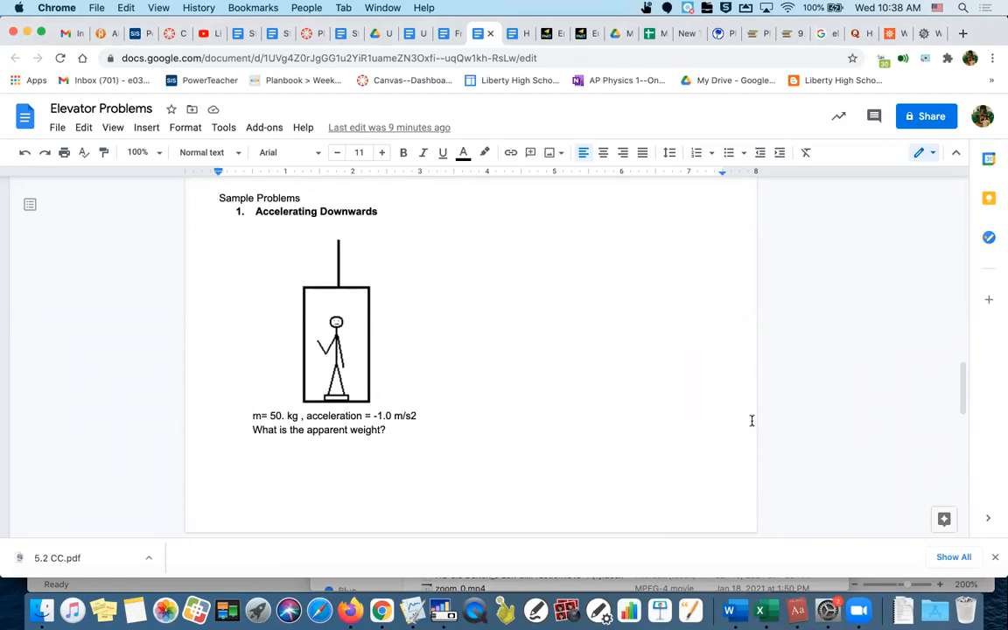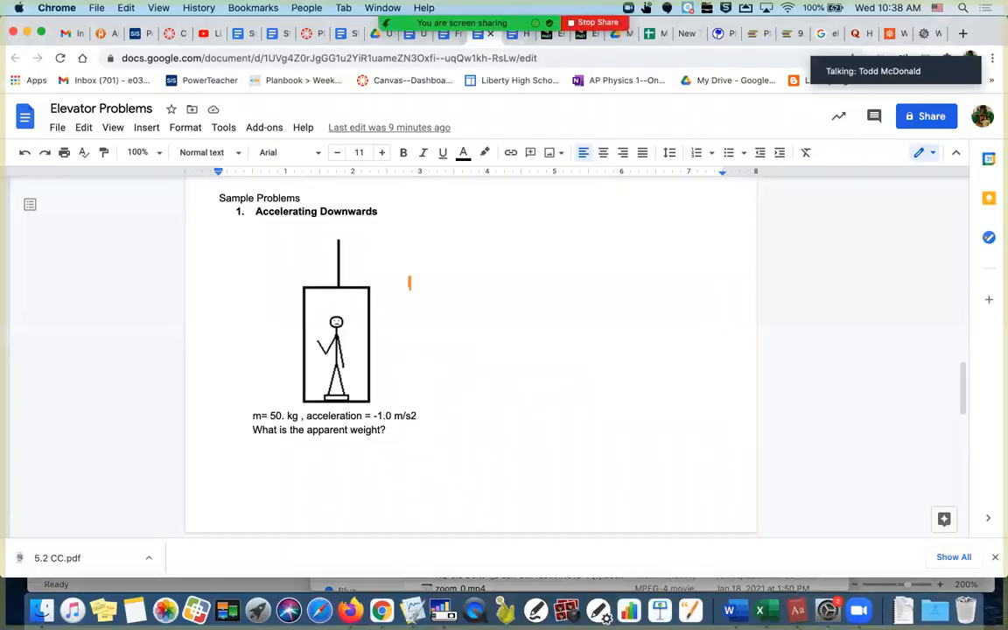So here's our first problem. We're going to accelerate downwards. Let me draw here. I'm going to remind us that we're accelerating downwards, right? And here's what we know. We know that the mass of the person is 50 kilograms, and we're accelerating down at a 1.0 meter per second squared acceleration. We're going to find this apparent weight. Remember, apparent weight is Fn. First thing we should do is think about the free body diagram. If we're accelerating downward, that force of gravity is greater than that normal force, right?